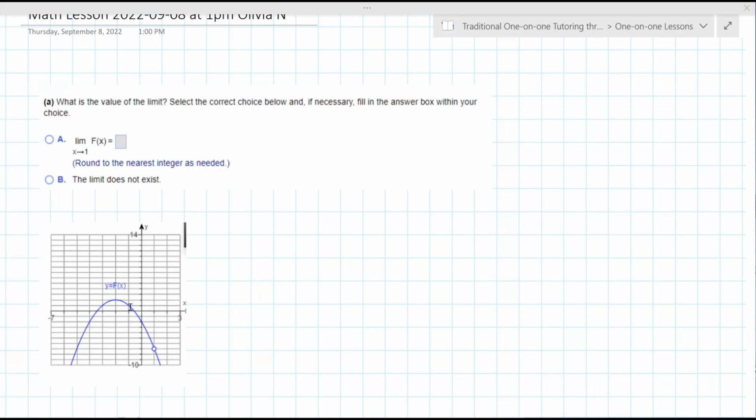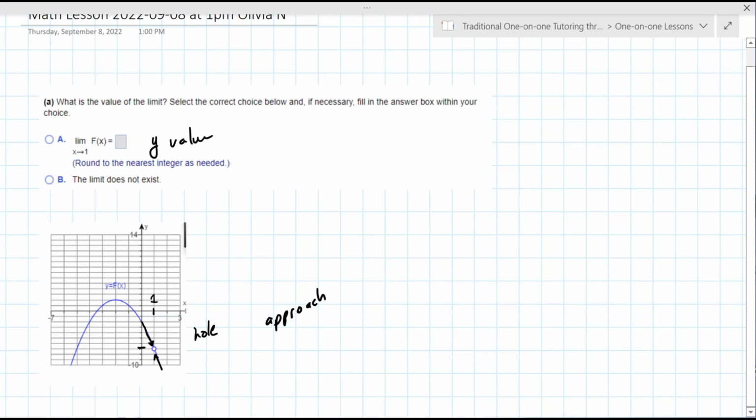x approaches 1. So on your graph, here's x equals 1 right here, and you're supposed to sort of trace from the left and then from the right, and you want to know where this point is. So the limit is always a y value, and the y value is whatever that y value approaches. Now it's a hole right there. The hole is okay. Limits just have to be the thing that you're approaching, not the actual value there.